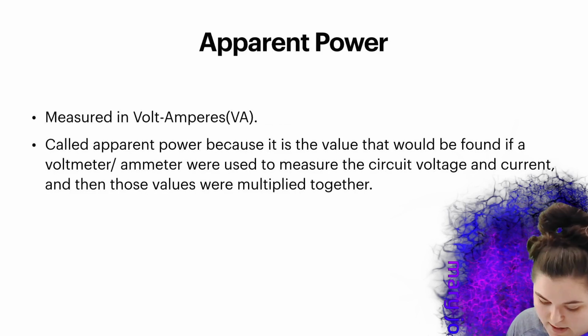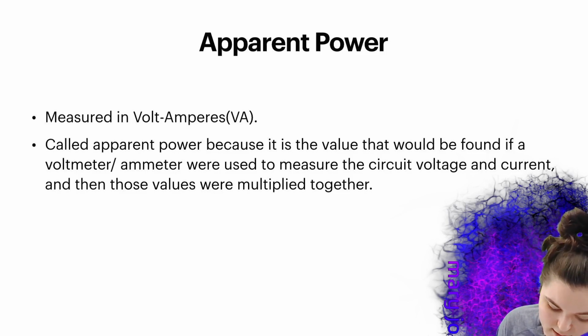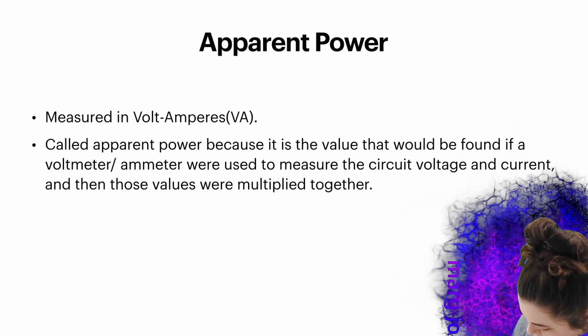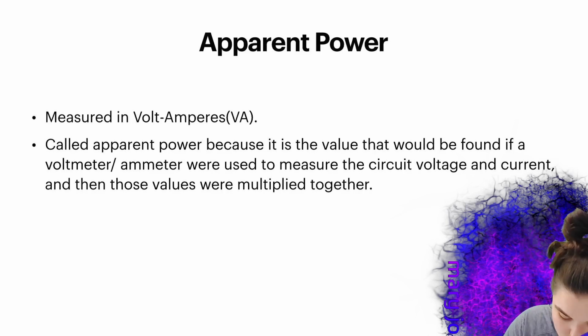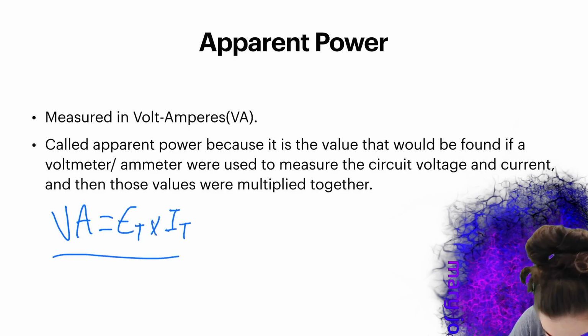Moving on to apparent power. It's measured in volt amperes, which is symbolized by VA. And it's called apparent power because it is the value that would be found if a voltmeter and ammeter were used to measure the circuit voltage and current, and then those values were multiplied together. So, let's see. Once again, the formula that you would use in the circuit we're using would be VA equals E sub T times I sub T.